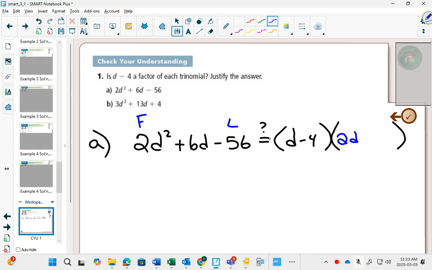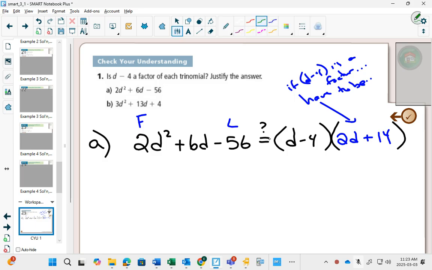And if the last one is a minus 56, and I have a minus 4, I'm just going to stretch your times table a little bit. 4 times what is 56? 14. So it would have to be, if d minus 4 is a factor, this would have to be 2d plus 14.